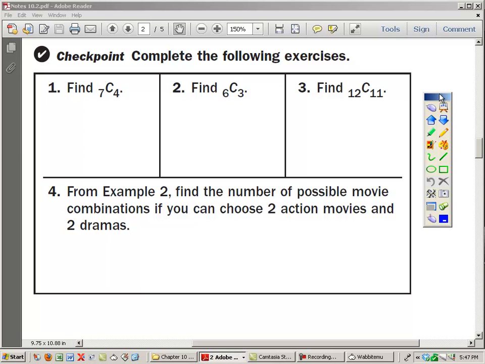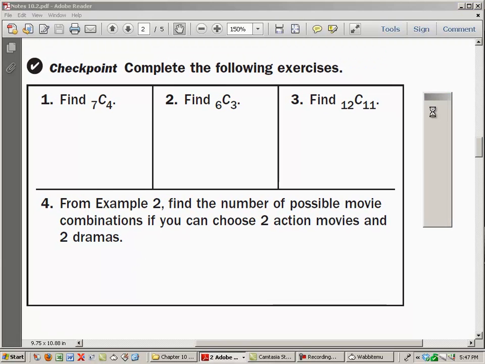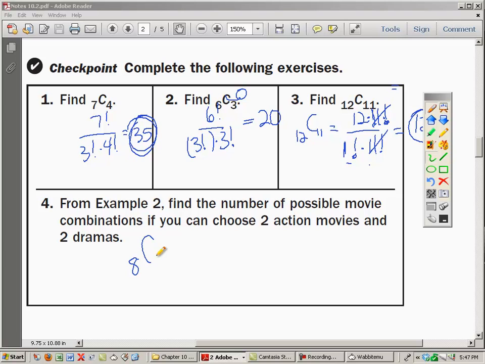Okay? It says, for example 2, find the number of possible movie combinations if you can choose 2 action and 2 drama. All right? So for 2 action, altogether the total number of actions is 8. Whoops, got to change my mode here. Okay, so it's 8 choose 2. And we want to also choose 2 dramas. I have to look back to my paper. There are 7 dramas. All right, so this is 8 choose 2 times 7 choose 2.